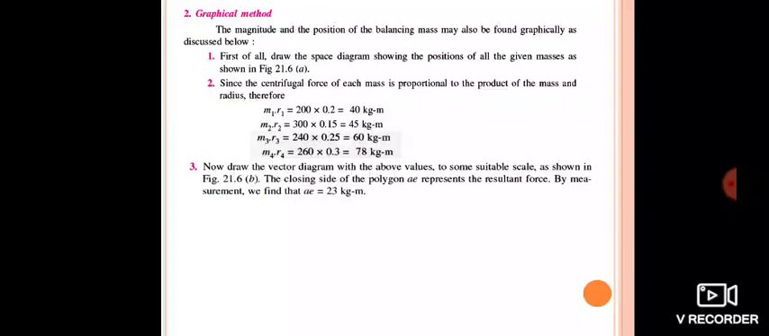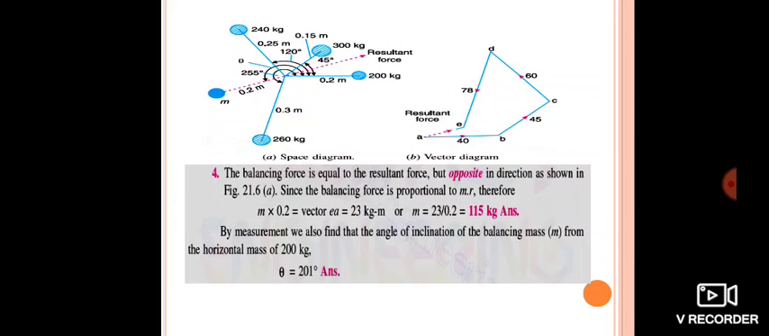Then draw the vector diagram, where the centrifugal force of each mass is proportional to the product of the mass and the radius, which you have to calculate. These are the m1 r1, m2 r2, m3 r3, m4 r4 values. With the help of these you have to select the scale and draw this vector diagram.